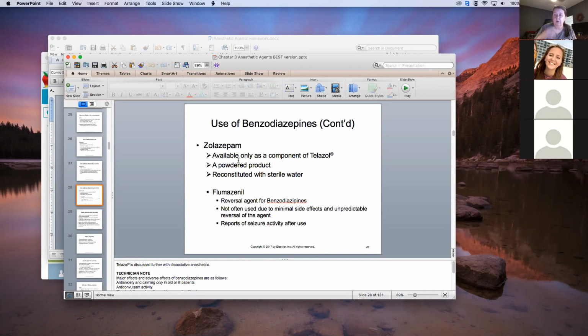So Tilazol is literally like ketamine Valium, except you give it in the muscle. That's why people like it. It's good for aggressive patients. And then flumazenil, there is a reversal agent. I've literally never had to give it. I don't even know if we have it at VCA. Maybe we do. But if there was an overdose, toxicity, allergic reaction kind of situation, but most clinics aren't going to have it.